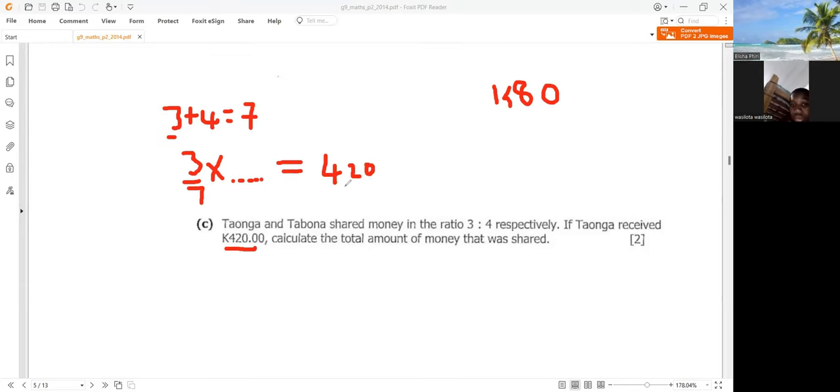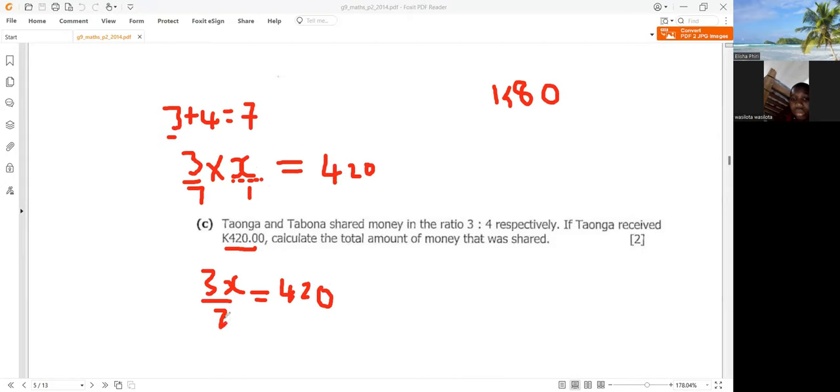So now, I want you to listen and listen good. We don't know the total amount of money which was there. So the fact that we don't know, we are going to write X. So X denotes that which we don't know. So we can multiply out these now. Introduce the one here. Multiply 3 by x, it's going to be 3x over 7 times 1, that's a 7, which is equal to 420.